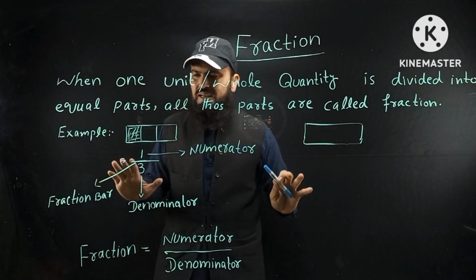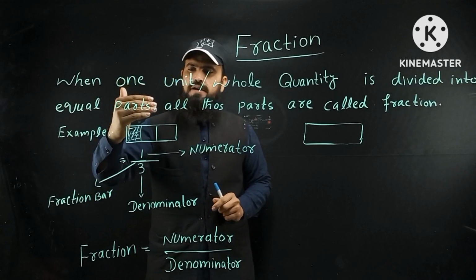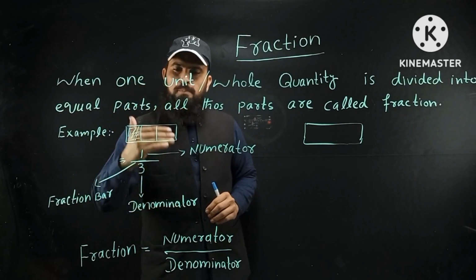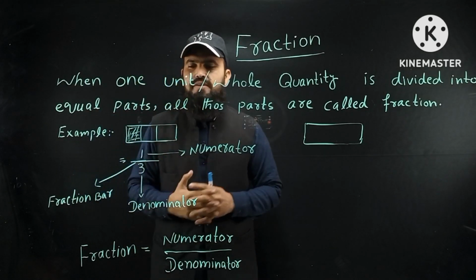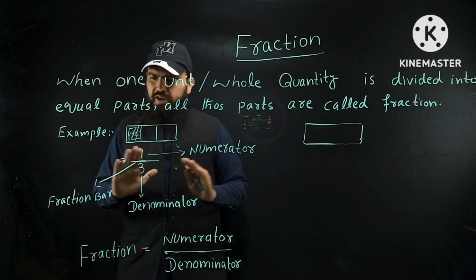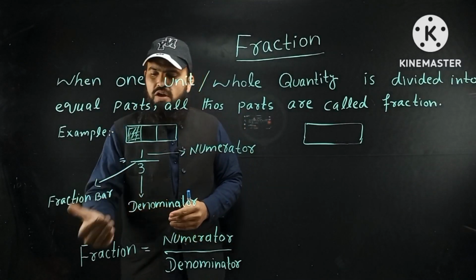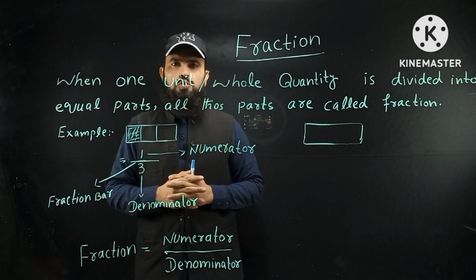Okay friends, this is a simple concept. Usable parts are above the fraction bar and total parts are below the fraction bar. So the digit below the fraction bar is called the denominator and the digit above the fraction bar is called the numerator, and this line is called the fraction bar. Okay, this is the simple concept of a fraction. And how to write a fraction? Fraction is equal to numerator divided by denominator.